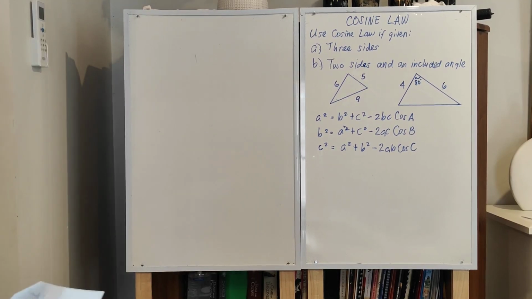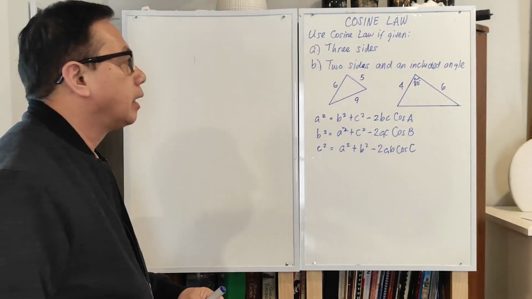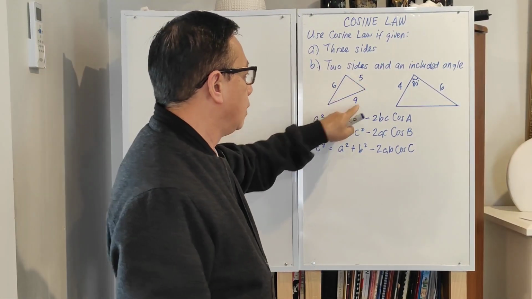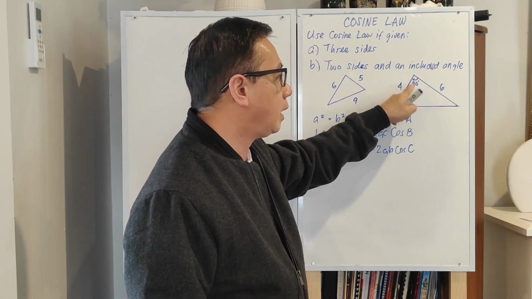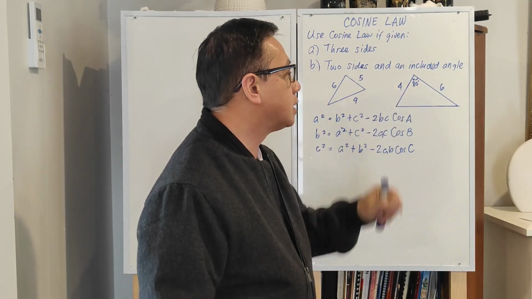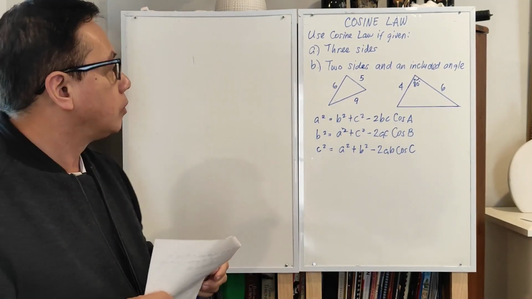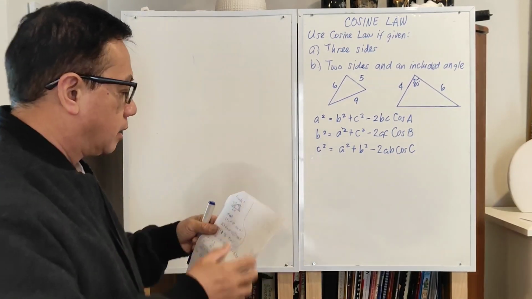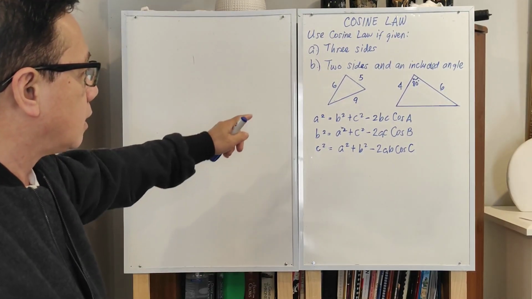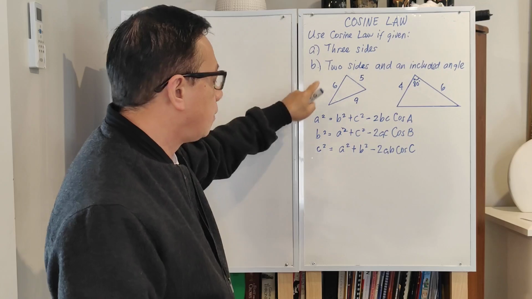If we have a triangle where the given values are either 3 sides, like this one, or 2 sides with an included angle, meaning the angle is in between the 2 sides, we can use the cosine law to solve for the remaining sides and angles. So let's first take example 1 as this one.